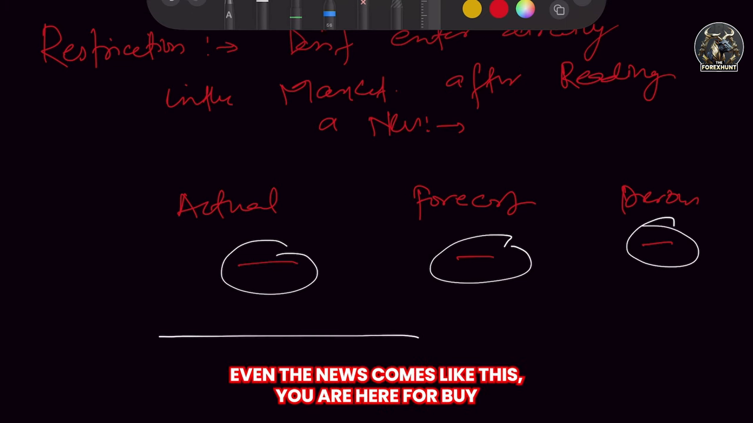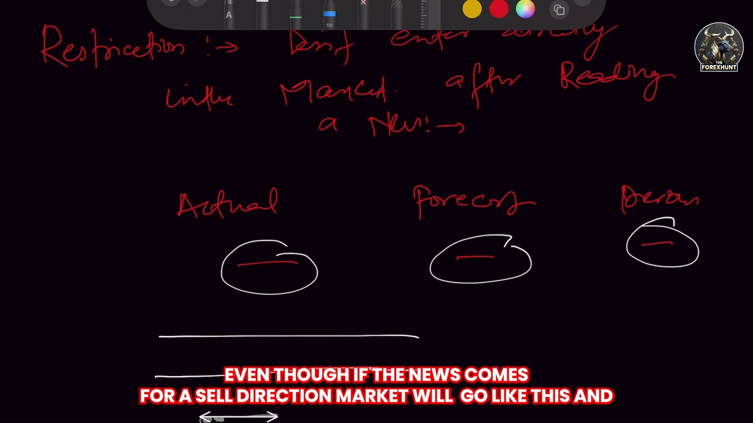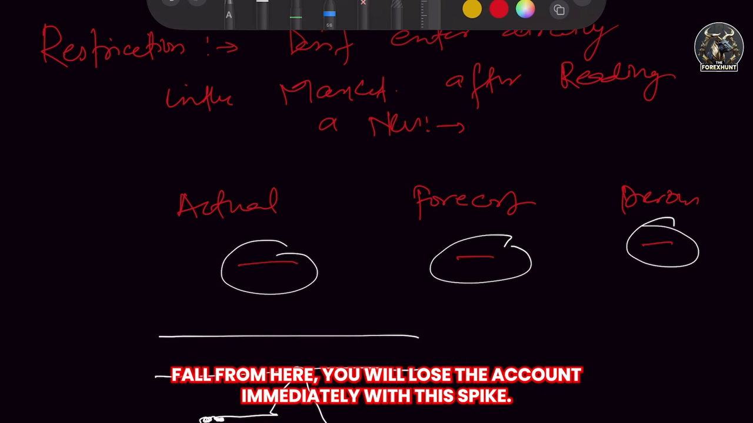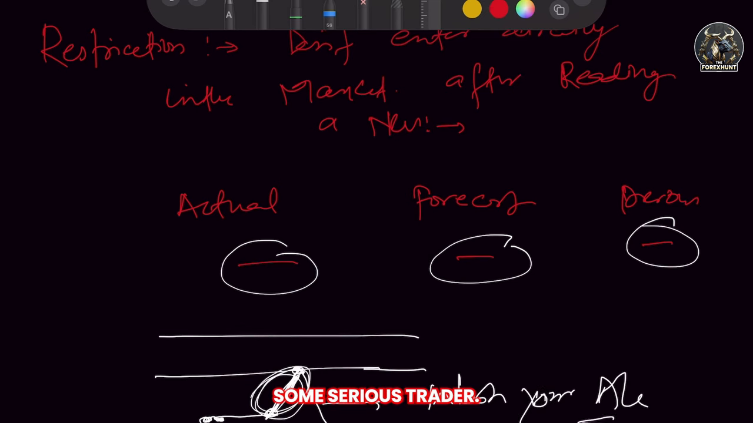There are some places where even when the news comes like this, you are here for buy and here for sell. Okay, and the market is like here, and the news comes for a sell. Even though the news comes for a sell direction, the market will go like this and fall from here. You will lose your account immediately with this spike. This spike, you will lose your account, wash your account. So be a serious trader. Don't do these kinds of things, because they will wash your account and make you cry. Okay?